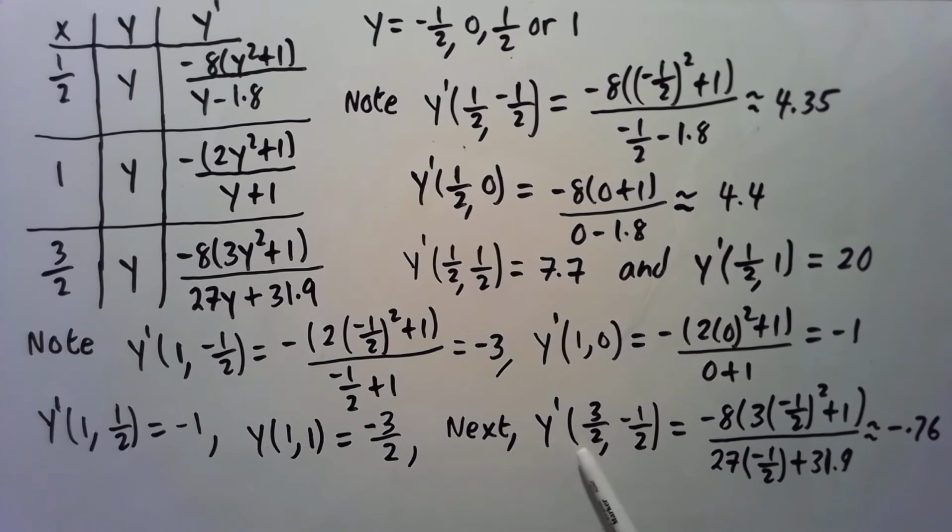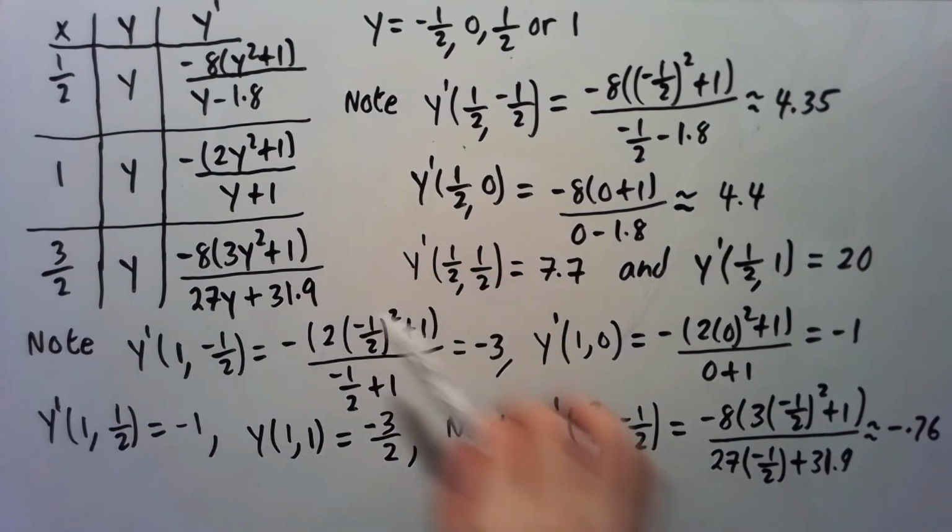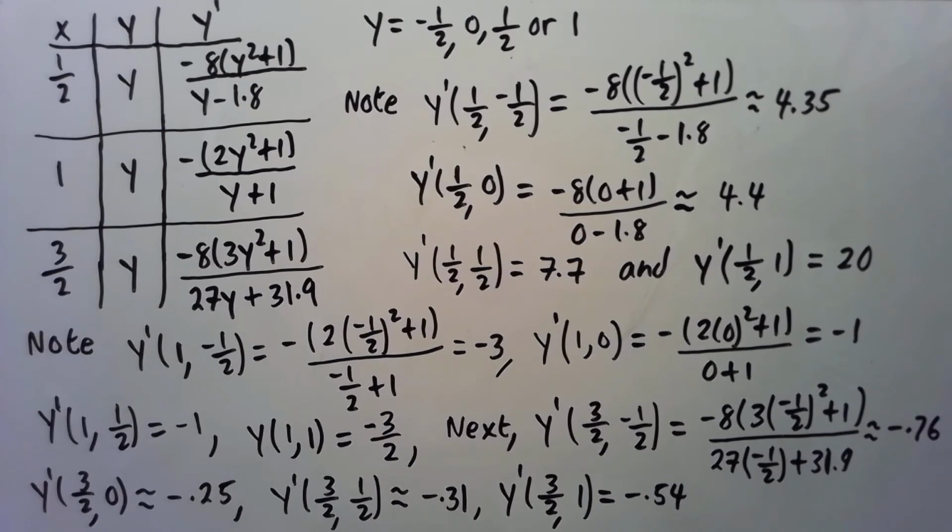Okay, so let's now move on to this one. Now moving on to y prime of 3 halves, -1/2, I'll be using this one here now, with y being -1/2 here. So I put it in there, so it'll be -1/2 squared here, here. Working this out, I'll let you check, it equals -0.76. And now let me give you the last three. Let me write them down here. You can check that y prime of 3 halves, 0 is -0.25. Y prime of 3 halves, 1/2 is -0.31. And y prime of 3 halves, 1 is -5.4. Okay, so let's summarize what we have now.